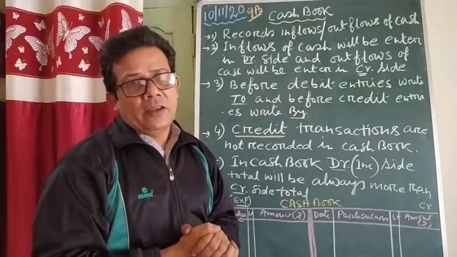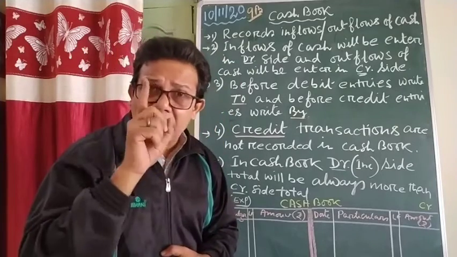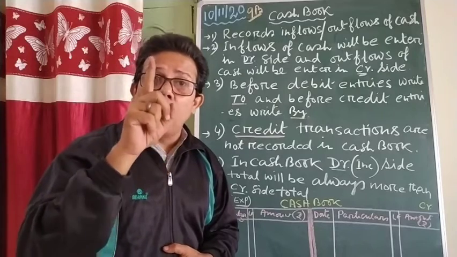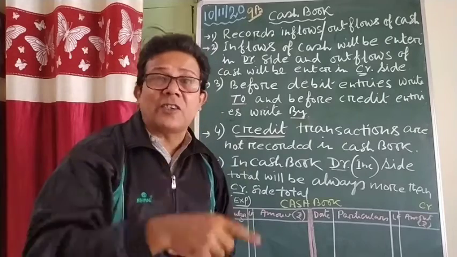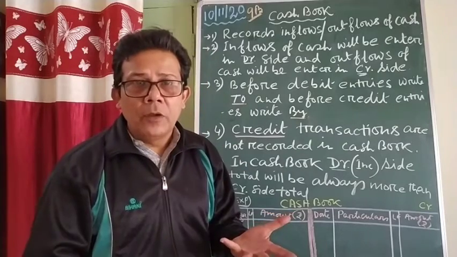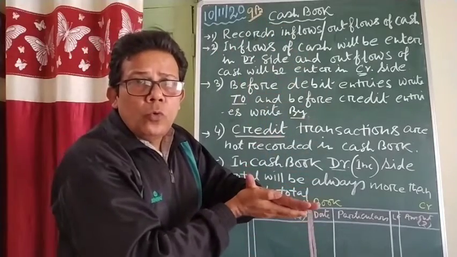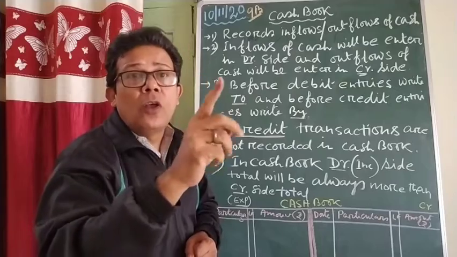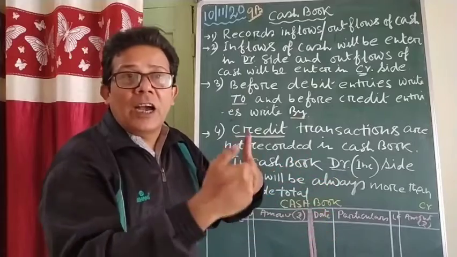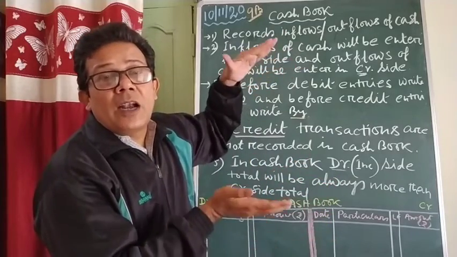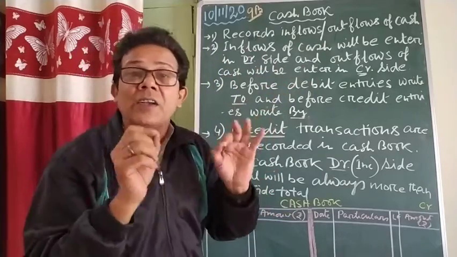Outflow, credit side. And always one thing you must notice, in cash book, the total of the debit side will be more than the total of the credit side. It has to be. Because the inflows, that means cash what is there with you, will always be more than definitely the payment. तुम्हारे पास पैसा रहेगा तब ना तुम payment करेगा. So that is how always the total of the debit side of the cash book will be more than the credit side of the cash book.